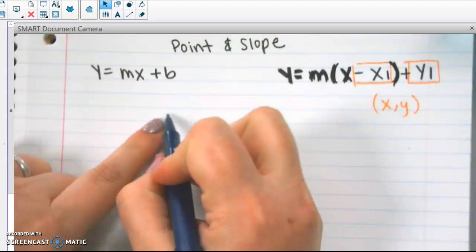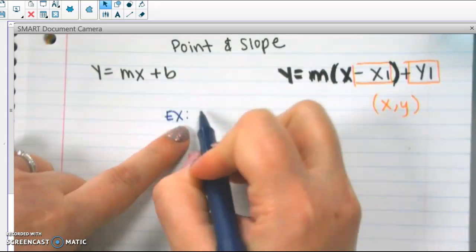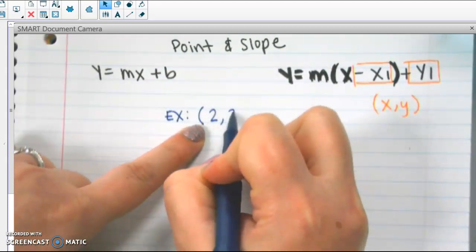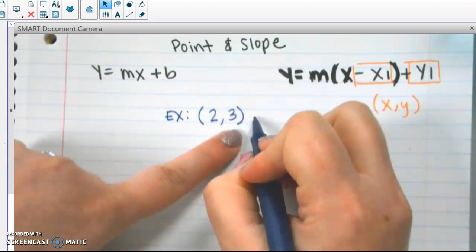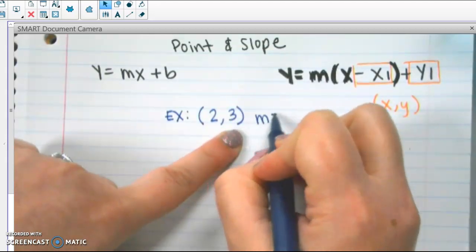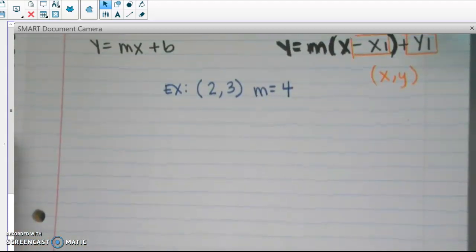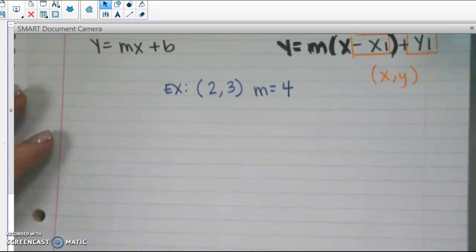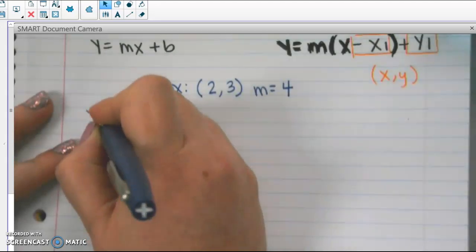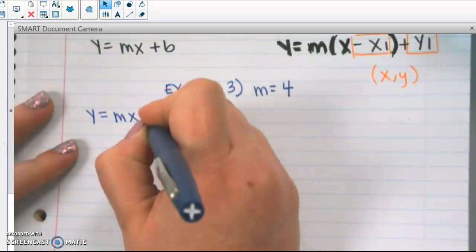So the first example, our point is (2, 3), and our slope will be 4. So I'm giving you the slope of the line is 4, and our line has to pass through the point (2, 3). So I'm using y equals mx plus b first.